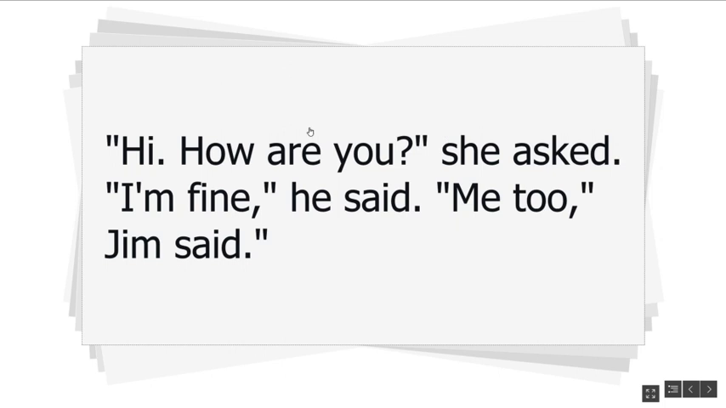Each time a character speaks, it needs to be on a new line. So, hi, how are you? She asked. Then you should hit enter. I'm fine, he said. Then you should hit enter. Me too, Jim said. So every time a new character speaks, there should be a new set of paragraphs. It is kind of every time a character is speaking and acting, they should own their own paragraph. There should not be a combination of different people acting and talking in a single paragraph, because that gets confusing. Every time somebody speaks, just give them their own spotlight, their own stage.